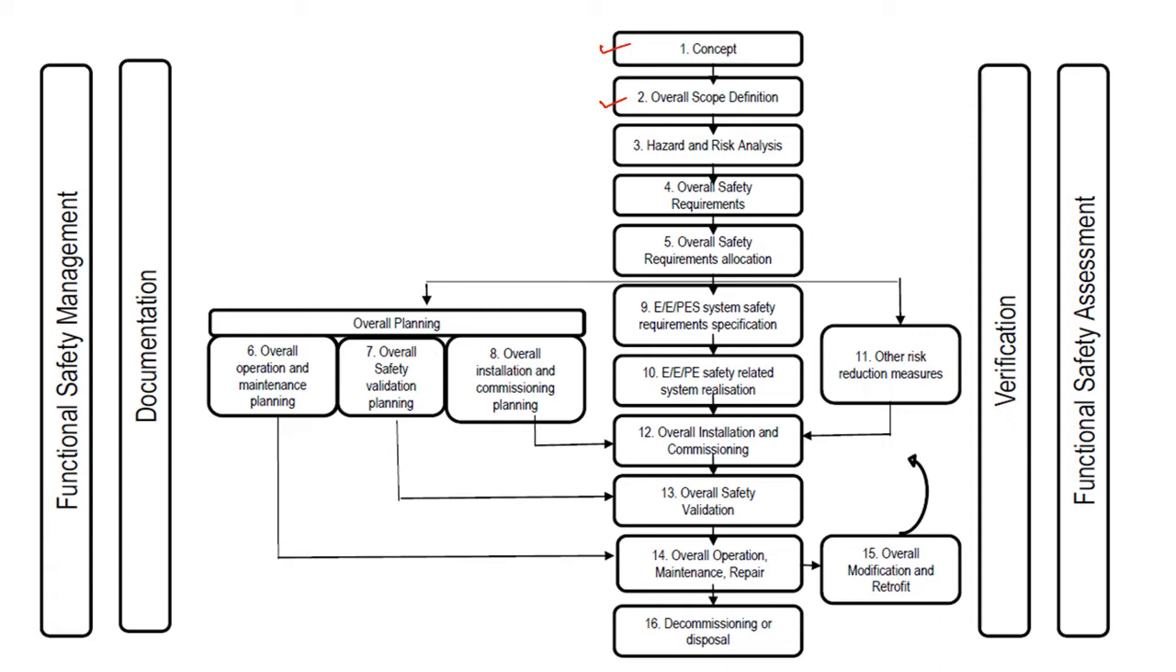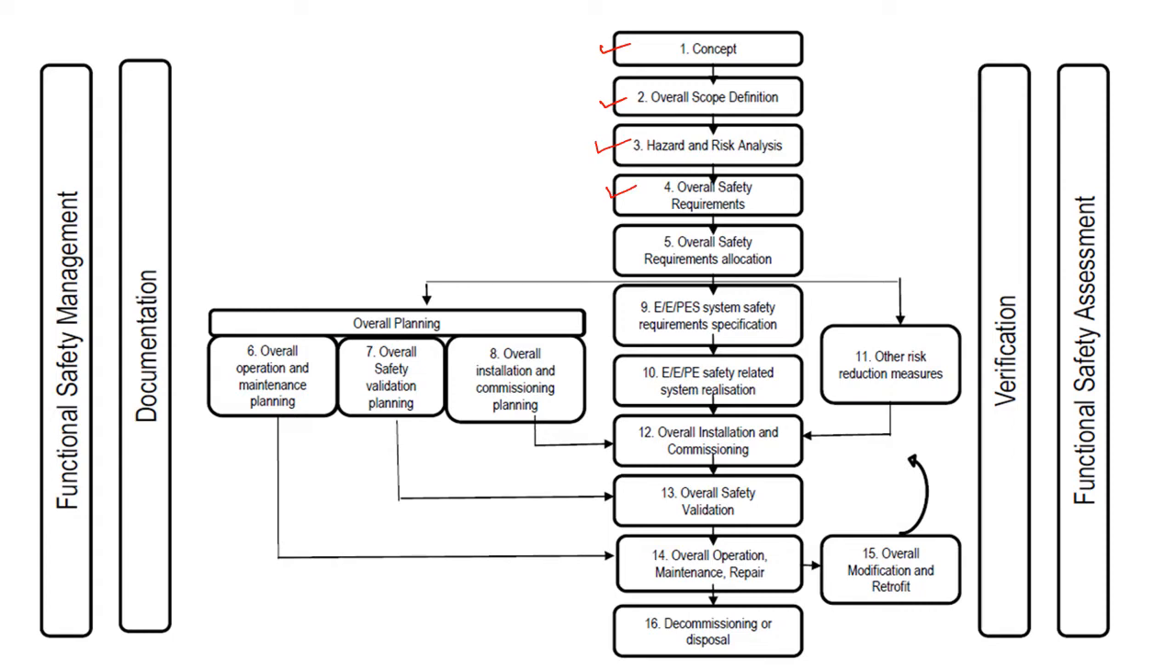When the overall scope and concept have been decided, we need to go with the hazard and risk analysis. In the hazard and risk analysis, we identify the possible hazards and the risks associated with them. So now we know the hazard with our present system, and we also have a baseline of what level of protection or risk reduction we want. Depending on these two, the overall safety requirement is decided.